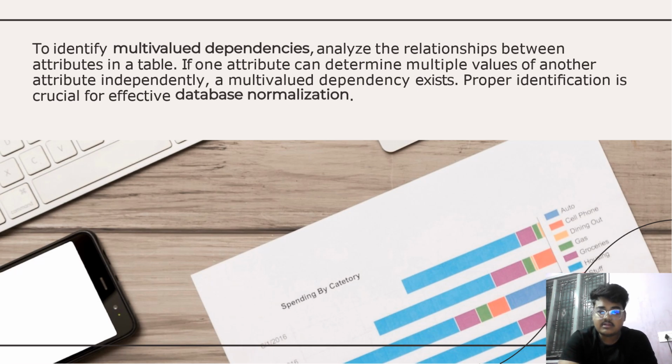So what this means is proper identification is always very important, because if there is no proper identification, it will harm database normalization. And if one attribute can determine multiple values for another attribute independently, a multi-valued dependency exists. That is what it means.